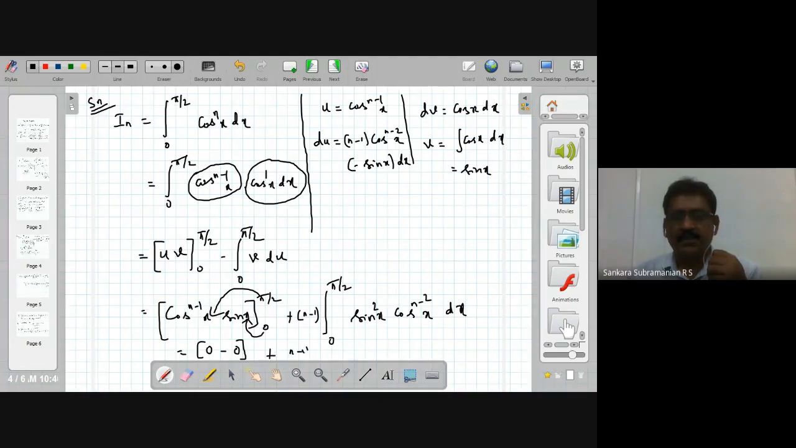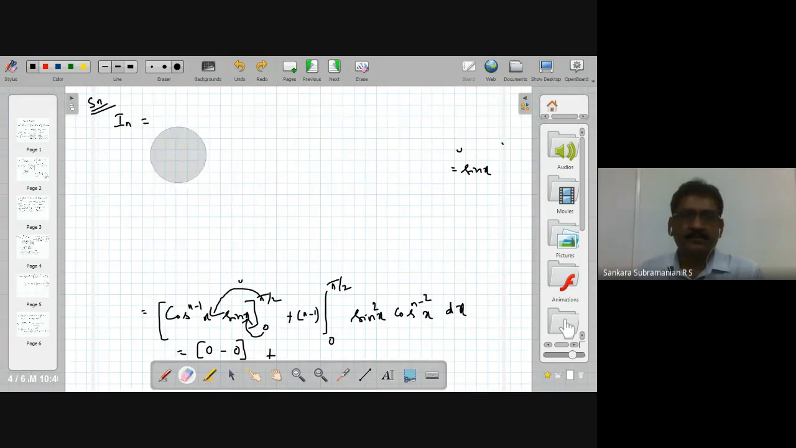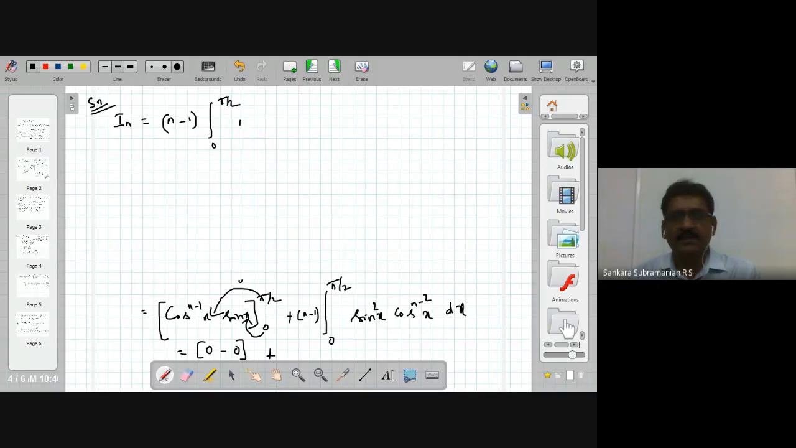This is plus n minus 1 times, you have to write integral 0 to pi by 2. This is n minus 1, integral 0 to pi by 2. I can write sine square x as 1 minus cos square x. 1 minus cos square x into cos to the power n minus 2 x into dx.